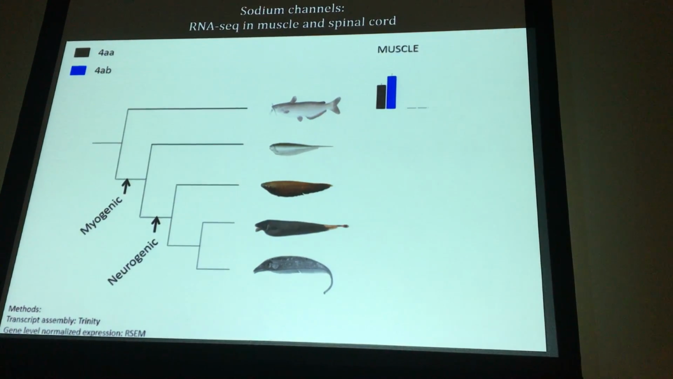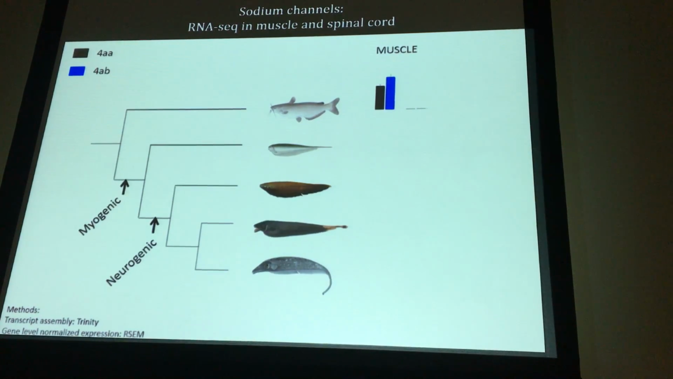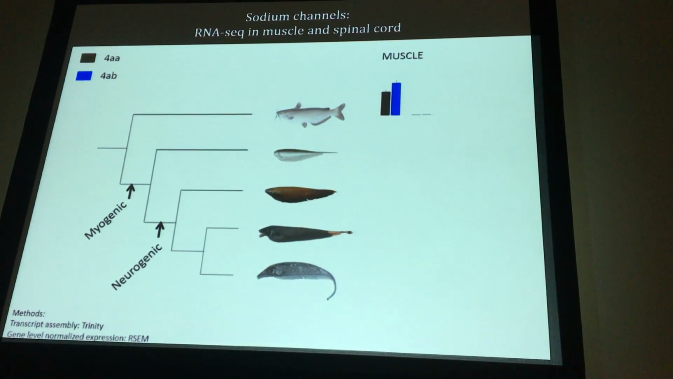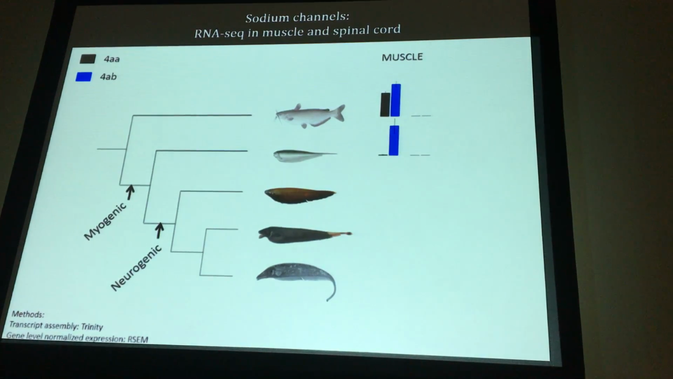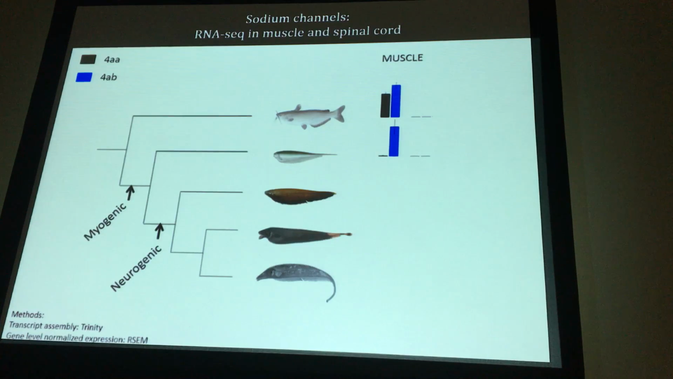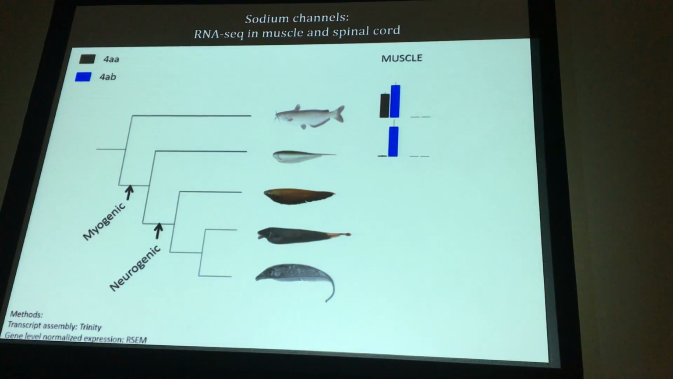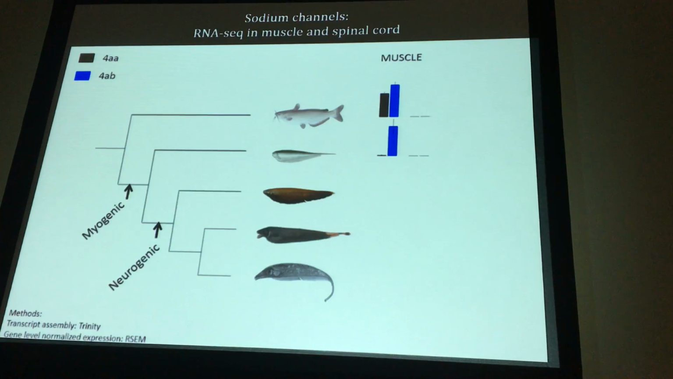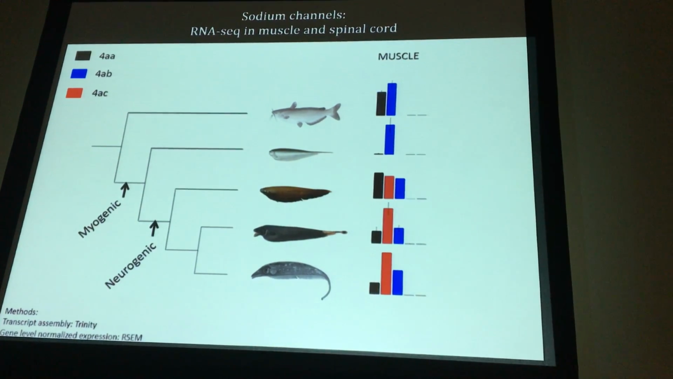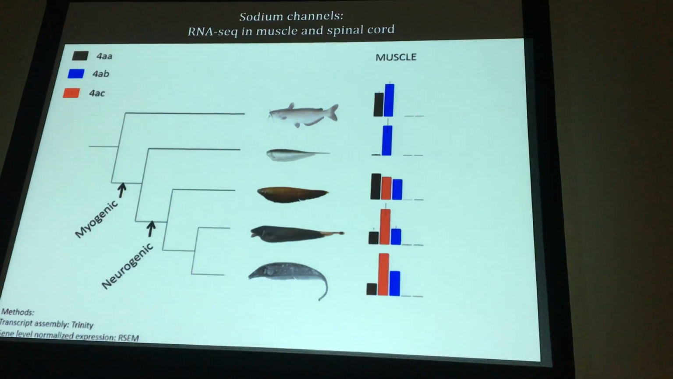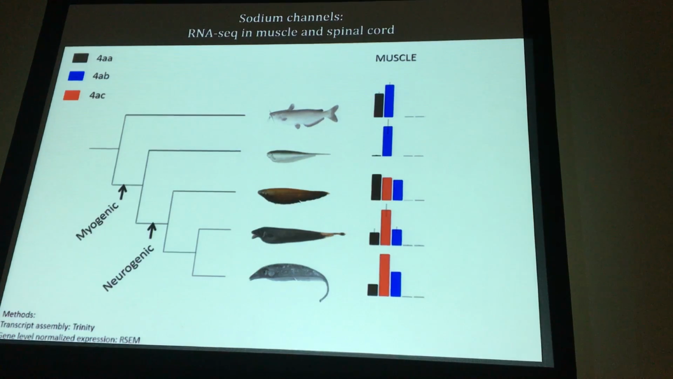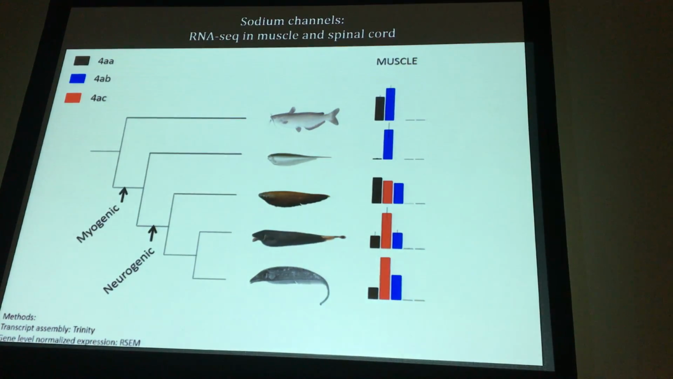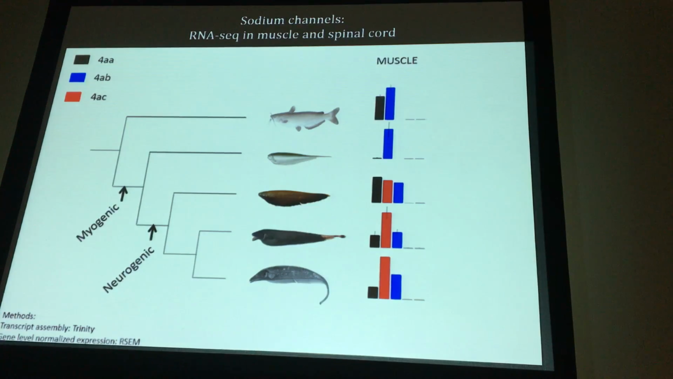And so in muscle, we see patterns consistent with previous research, where both paralogs are expressed in the skeletal muscle, and those are the only sodium channels expressed there. And consistent with previous research, we see in the myogenic electric fish, only the type 4AB paralog is the only sodium channel expressed in their skeletal muscle. But in the neurogenic actinoids, in all 3, we actually detected 3 different type 4 sodium channels, and one of them being a new duplicate that's very similar to the type 4AB paralog.